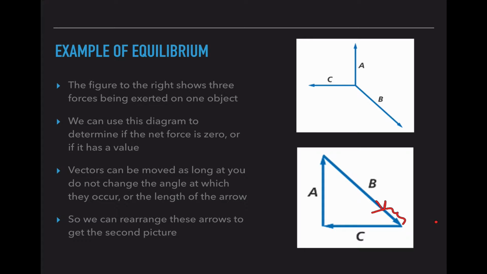that would be an unbalanced force. Or if our arrow for B extended and ended here instead of here, that would still be considered an unbalanced force because those vectors are not even with each other. Since they are even, this is considered in equilibrium or balanced.